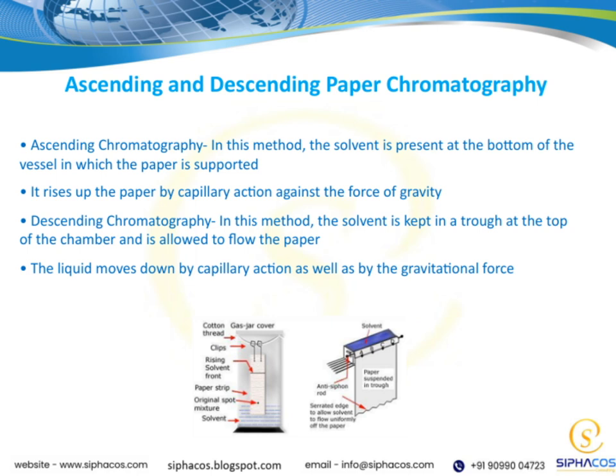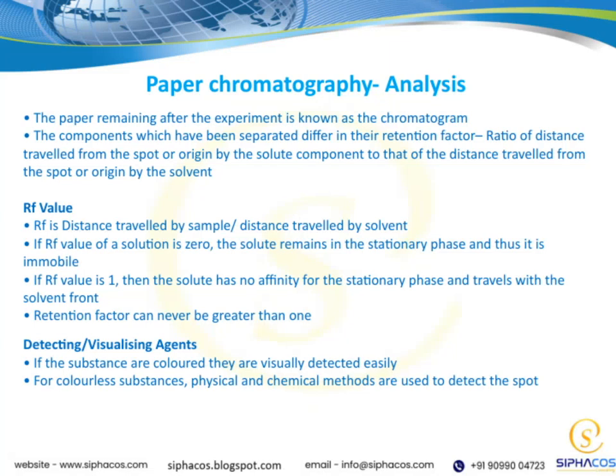This flow happens not only because of capillary action, but also due to gravity pulling the liquid down. By understanding these two methods, we can choose the most effective technique depending on what we need to analyze or separate. Both methods are essential tools in chromatography, helping us to see how substances move through a medium under different conditions. Now, let's take a closer look at the analysis part of paper chromatography.